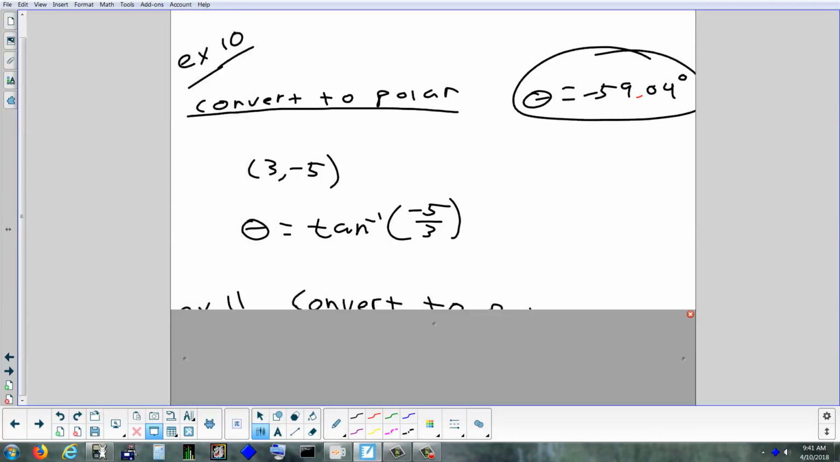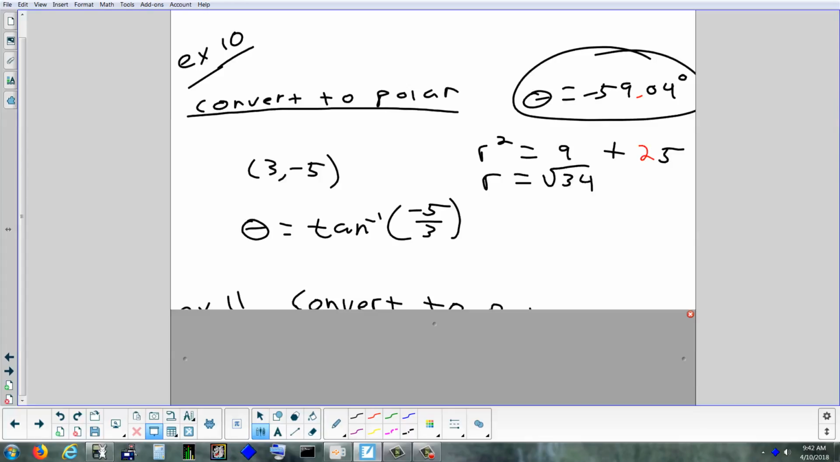There's one way I can write my angle. And now my radius, I'm going to use Pythagorean theorem. So r squared equals x squared plus y squared. Too many steps at once. So we get 9 plus 25. And that means my radius is how much? You don't have to do it as a decimal. Yep. Just the square root of 34.